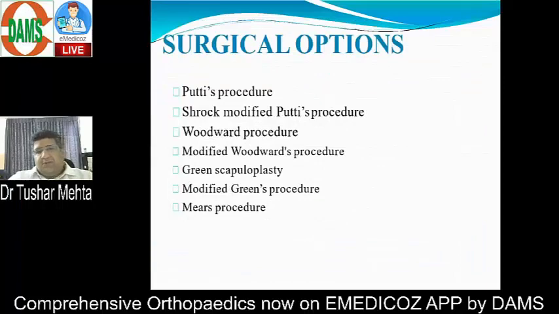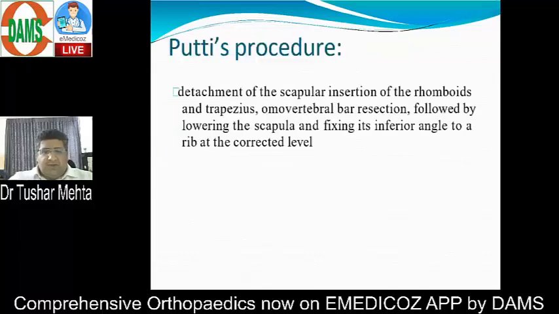Now, certain names: Potte's procedure, Schrock modified Potte's procedure. One of the questions which I have seen in one of the theory exams of DNB Orthopaedics: Woodward procedure, modified Woodward procedure, Green scapuloplasty, modified Green scapuloplasty, Mears procedure. Ideally, I would not force you to remember the steps and go into the details, but you should know the bottom line. The bottom line will remain the same: I have to detach and reattach the muscles around to bring the scapula down. I have to resect the omovertebral bar and the supromedial border.